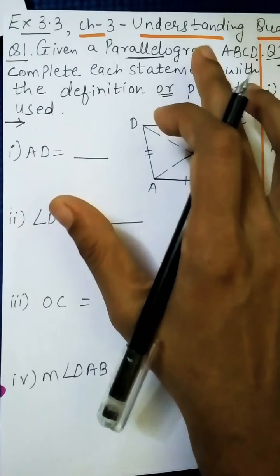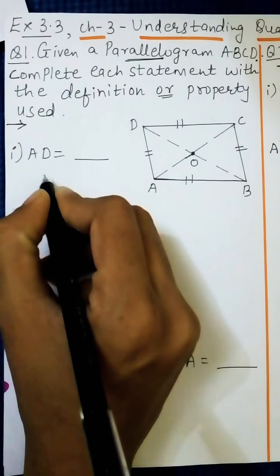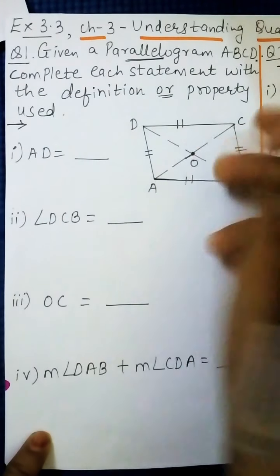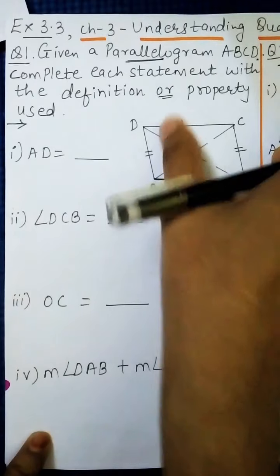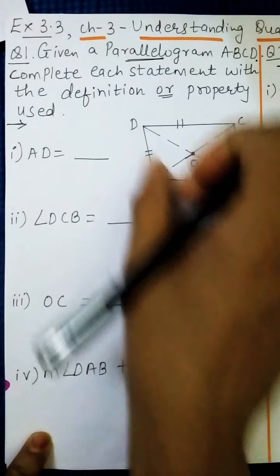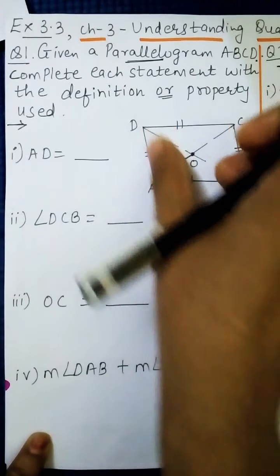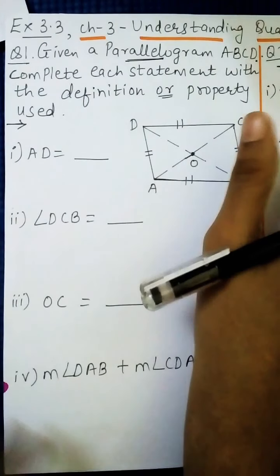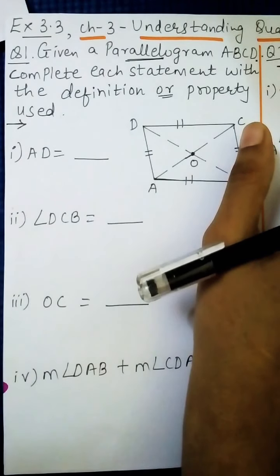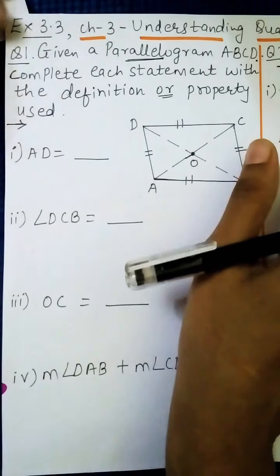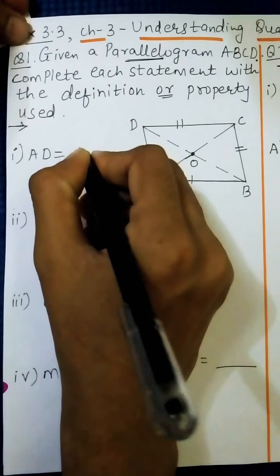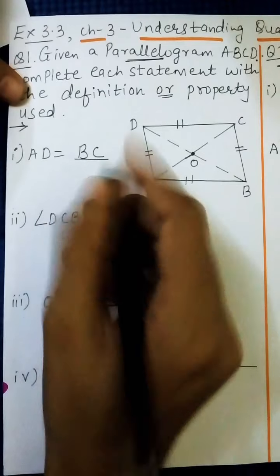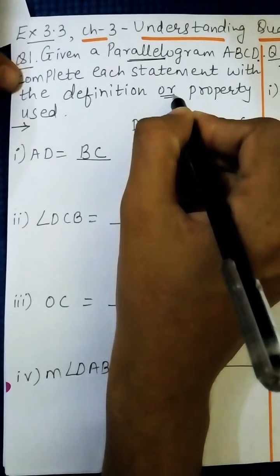Now let us start. First one is AD. Where is AD? This side is AD. So AD will be equal to what? With the help of this figure we will find out. AD will be equal to BC. Why? Because opposite sides of a parallelogram are equal. So we will write that AD is equal to BC. We also have to mention the definition or the property as the reason.